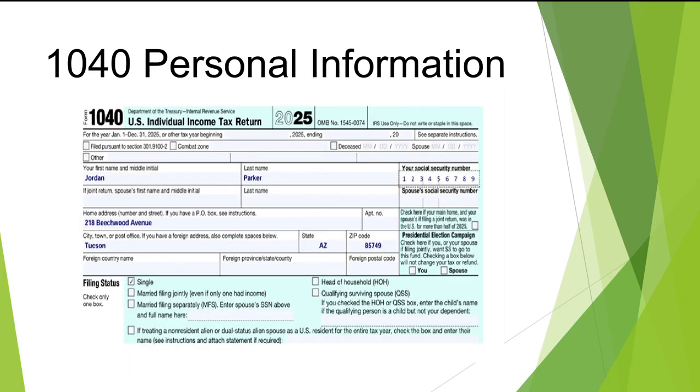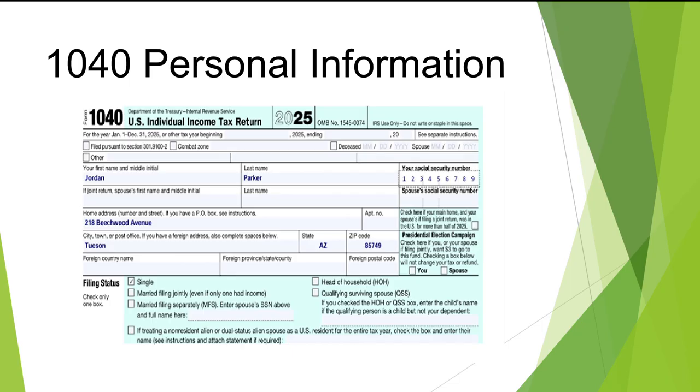So when we start filling out the Form 1040, and remember I'm showing screenshots of actual printable tax forms that you would fill out manually, the first section is the personal information section. Make certain that you have the correct form for the correct tax year. This is for last year, 2025.